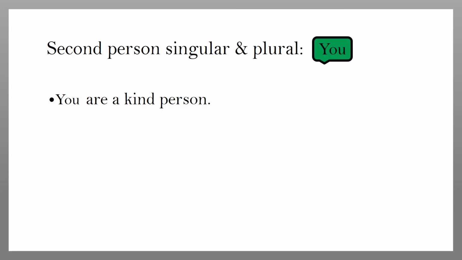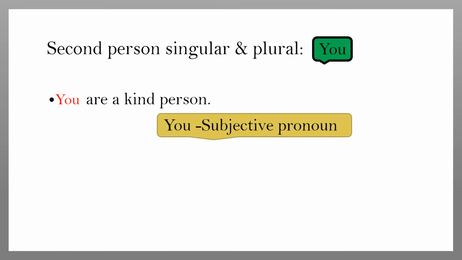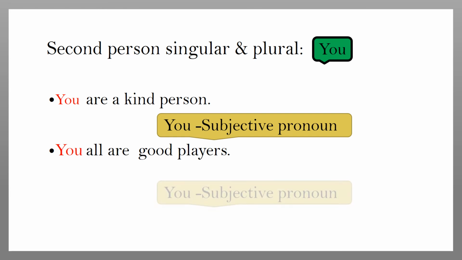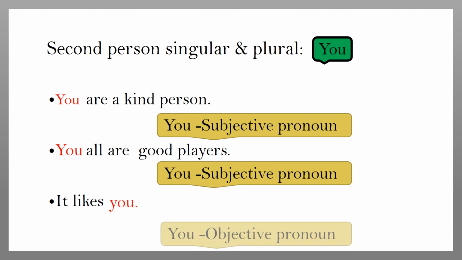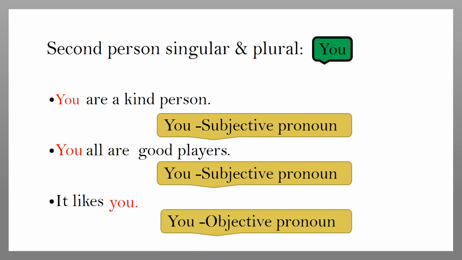Let's see the second person singular and plural. How you is used as a pronoun. You are a kind person. In this, the you is in the position of subject. So, it is a subjective pronoun. You all are good players. In this, the you is used in the subjective position. So, it acts as a subjective pronoun. It likes you. In this, you is in the position of object, so it acts as an objective pronoun.